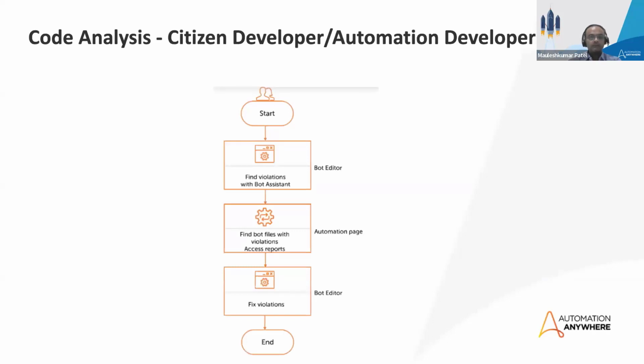So that's, I could say, a flow, but not the flow, but the steps. As a bot developer, what you need to understand is that once you define the code analysis rule, you can see the violation in your bot editor with the help of the bot assistant. It can identify violations, such as a variable name should start with a certain character, and the first line of the bot should have header comments once you apply it.